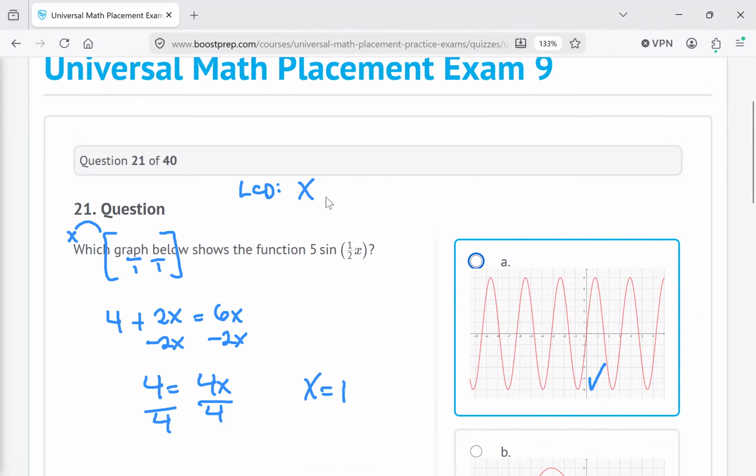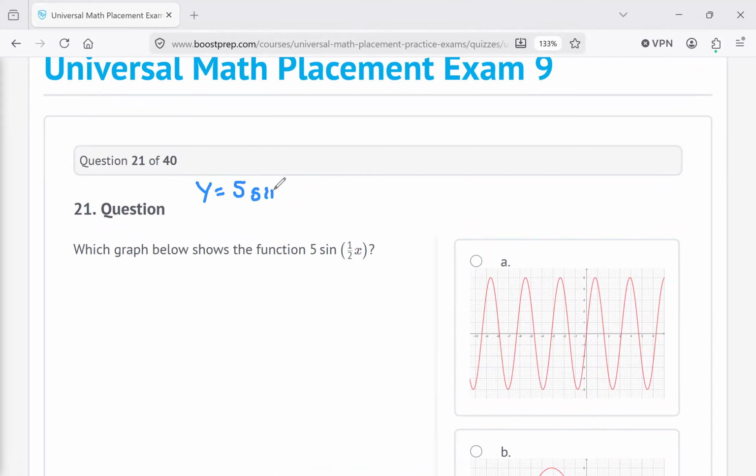Okay, this one: which graph below shows the function y equals 5 sine of 1/2 x? What do we know about this graph? We know the max is 5 and the min is -5, because if you take the absolute value of 5, that means your max is 5 and min is -5.